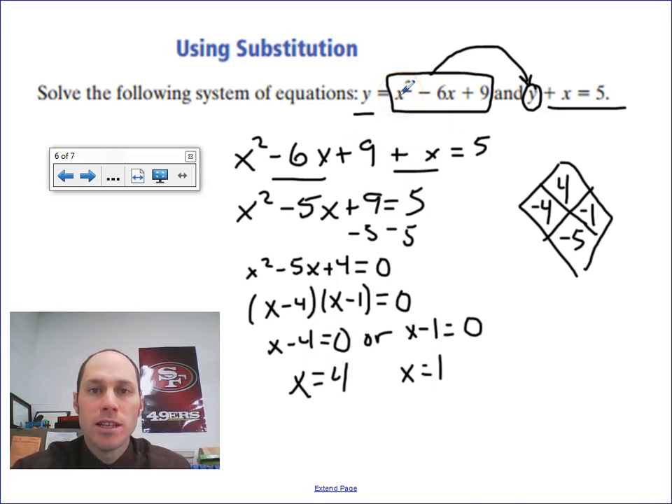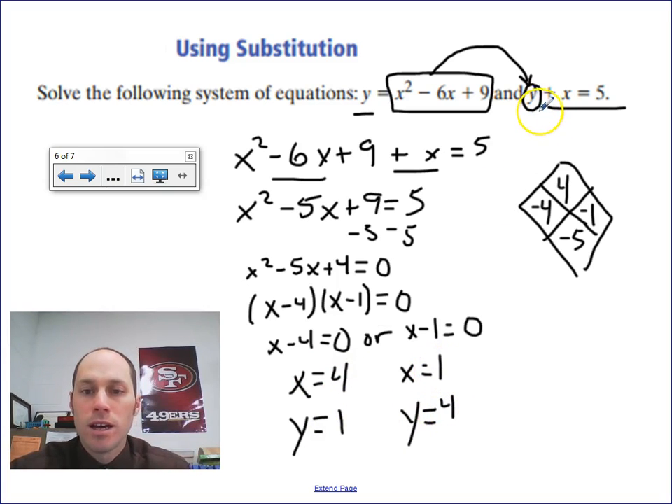4 squared is 16. Minus 6 times 4 is negative 24. So 16 minus 24 plus 9 gives me a value of 1. So when x is 4, y is 1. When x is 1, 1 squared is 1. Minus 6 is negative 5. Plus 9 is 4. It's kind of cool. Kind of interchangeable there. So when x is 4, y is 1. When x is 1, y is 4. And we see how that works. Those work on this one too.